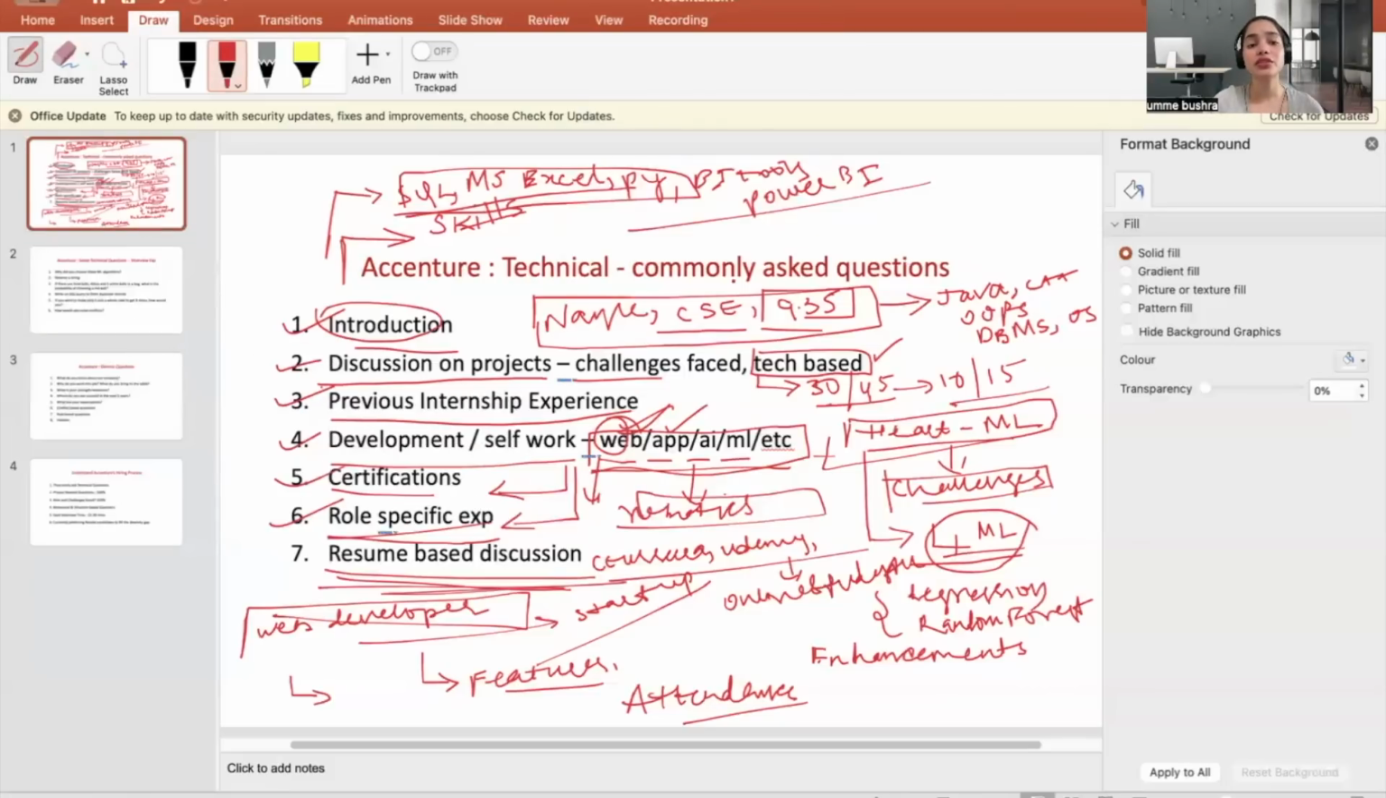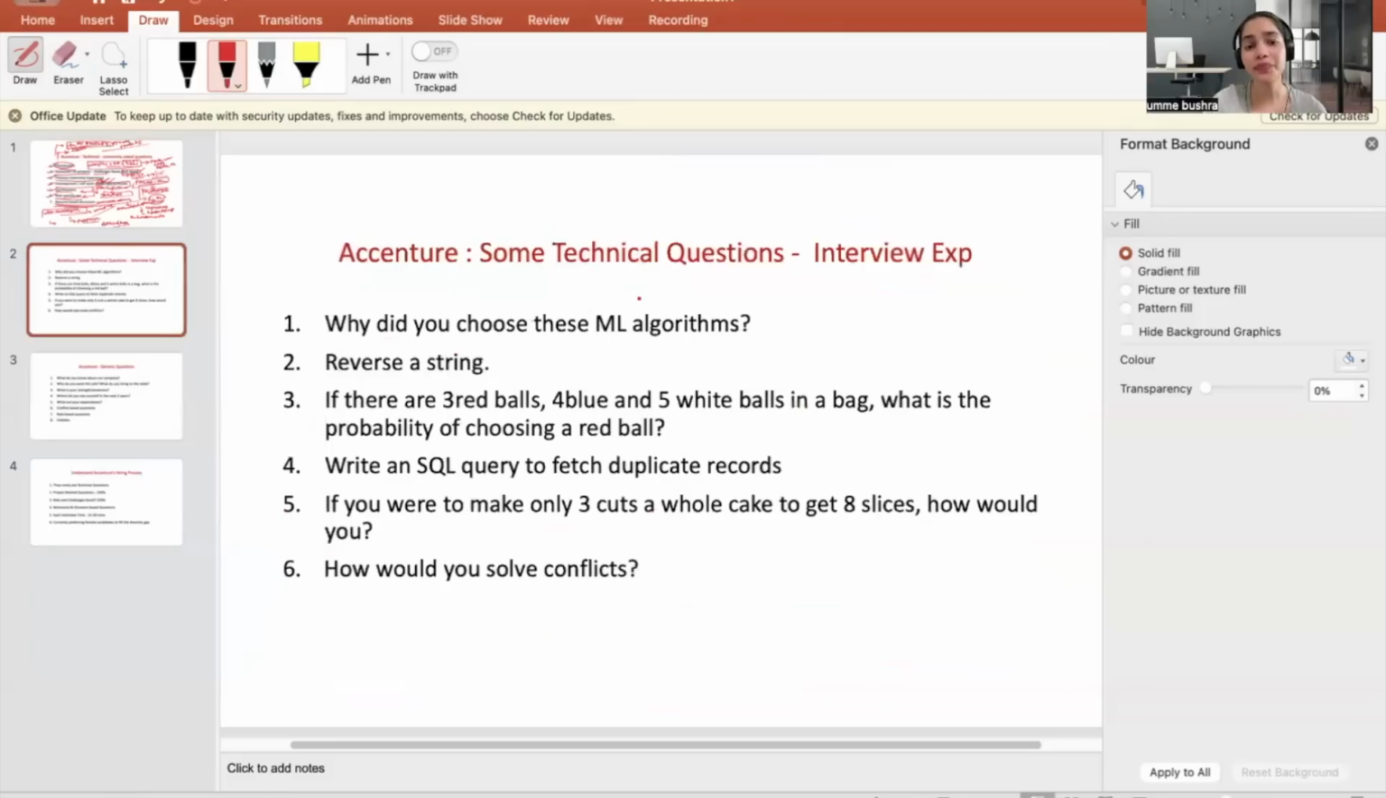So these were some of the technical questions that were asked. Now let's move to some of the interview experience. We have done a survey, and we have tried to get in touch with the people who have given their interviews recently at Accenture, and these were the questions asked. So that's how we are going to cover these questions.